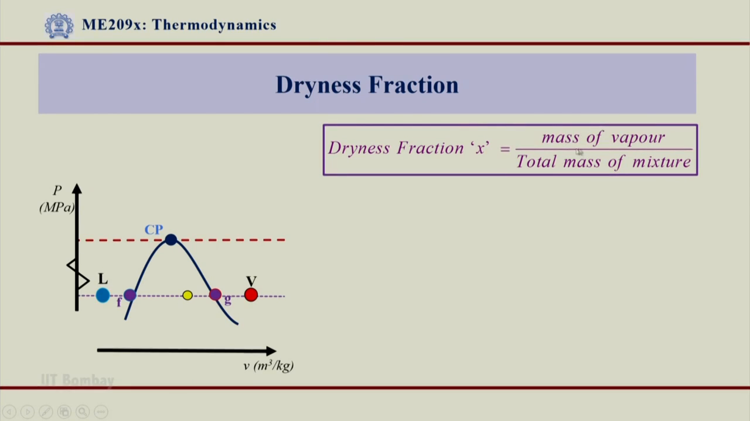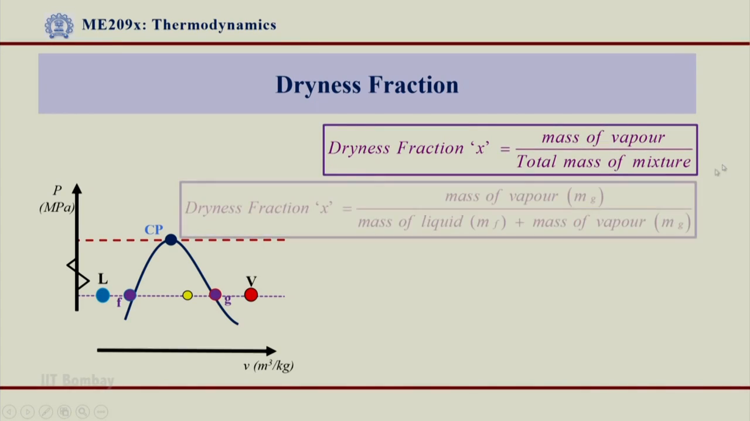It is the ratio of mass of vapor to the total mass of mixture. So, depending on the amount of vapor in the liquid plus vapor region, this quality, or X factor, or dryness fraction is going to be determined. Mass of vapor divided by total mass of mixture is what will be termed as X, or dryness fraction. You can see both of these are masses, therefore it is a ratio of two masses.